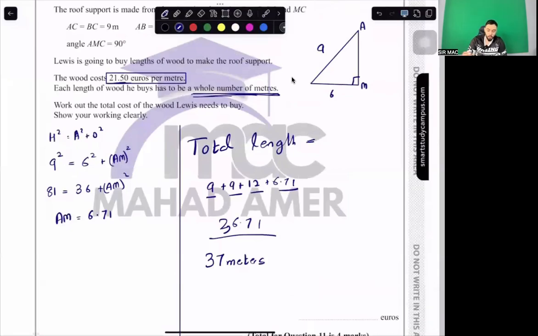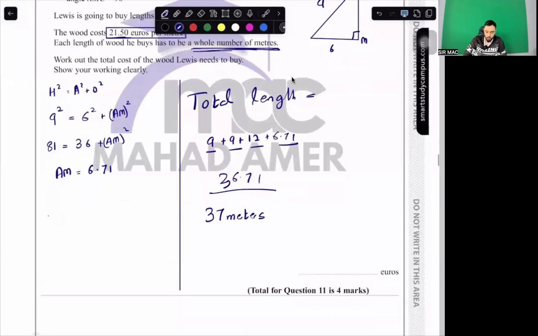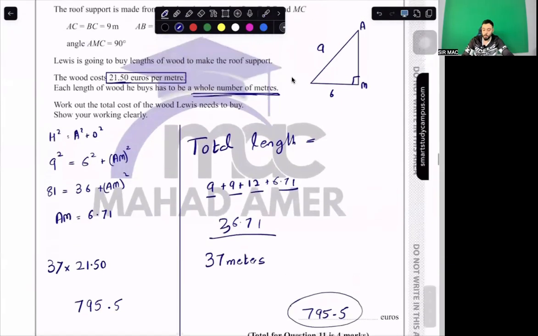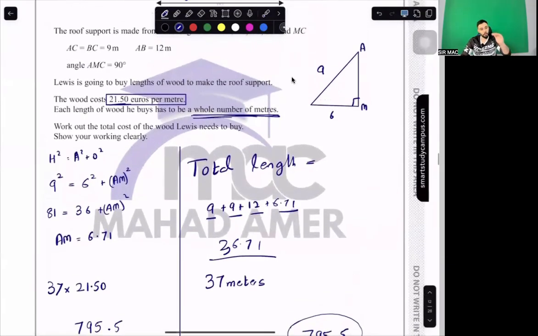The wood costs 21.5 euros per meter. So let's say there are 37 meters in total. I need to multiply 37 by 21.5 to get the total cost. The total cost is going to be 795.5 euros. There's no rounding off in currency. Whenever it comes to currency, you have to write the exact value. That's the whole 4 marks that you would get from step by step.